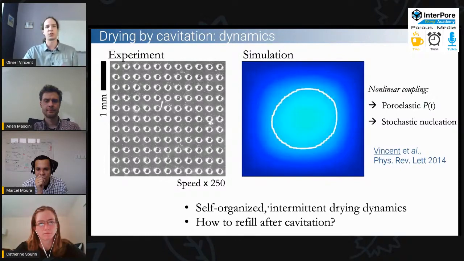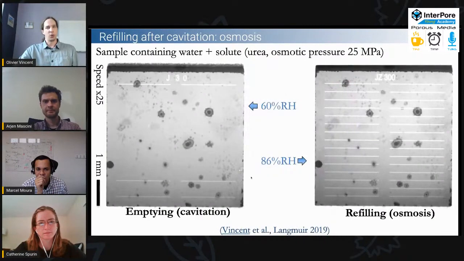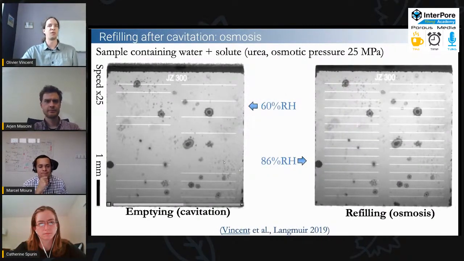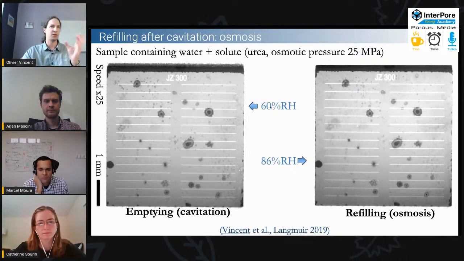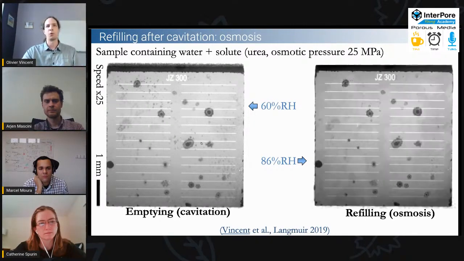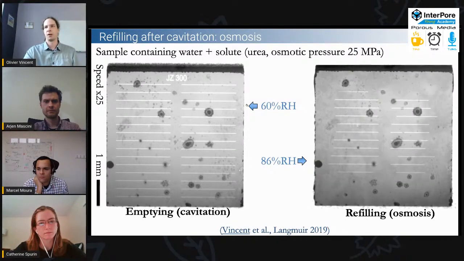The solution to this question of how to refill after cavitation comes actually from solutes. What I mean by this is that we can use solutes in the water instead of pure water. And if we do this, we can still cavitate the system if we drive it at lower humidities. For example, at 60% relative humidity, things cavitate completely. But once we have cavitated the system, if we have solutes in the system, we can actually refill it by increasing the humidity again. Just by changing the humidity from 60 to 86%, we can refill the system, as you can see on the movie on the right here. The system completely refills until there are no bubbles anymore.